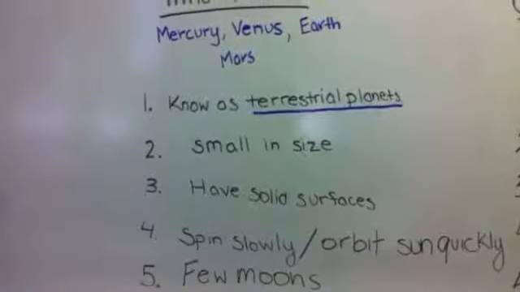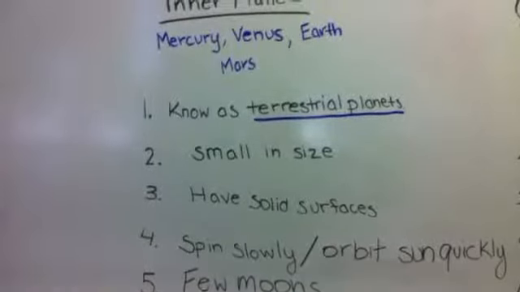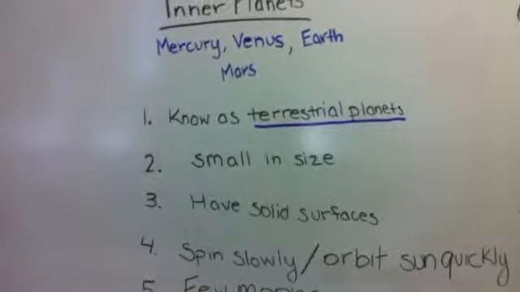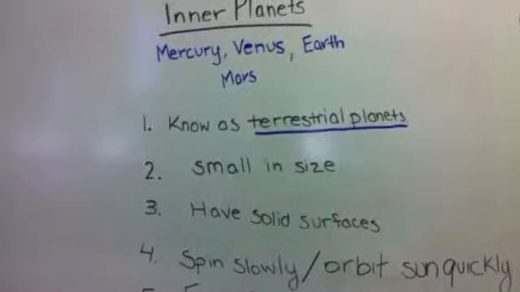Lastly, the inner planets have very few moons. Mercury and Venus don't have any. Earth has 1, and Mars has 2.